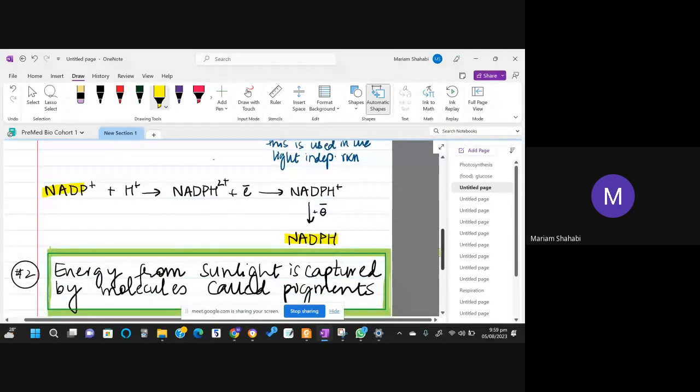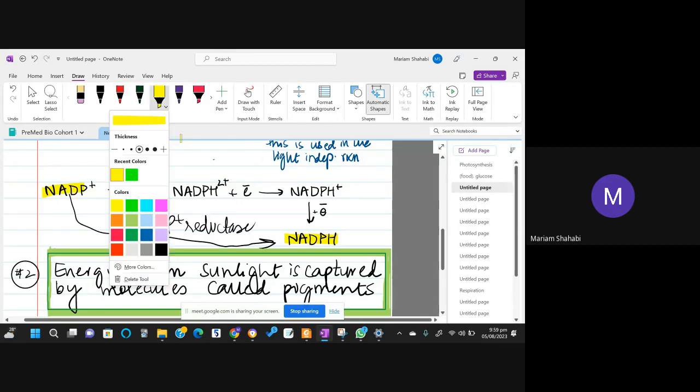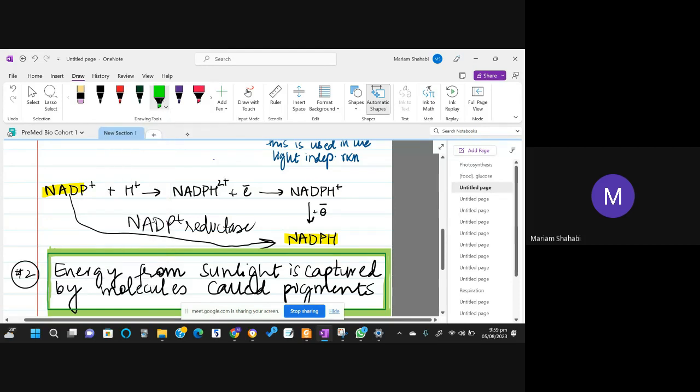ठीक है, so we start with NADP plus. इसमें एक hydrogen ion भी जाता है. It takes a hydrogen ion and it becomes NADPH2 plus. Then you give it one electron, it becomes NADPH plus. You give it another electron, it becomes NADPH. इसमें main चीज़ ये याद रखने की है कि ये NADPH बन जाता है NADP plus reductase की activity से. NADP plus reductase, end का जो step है.